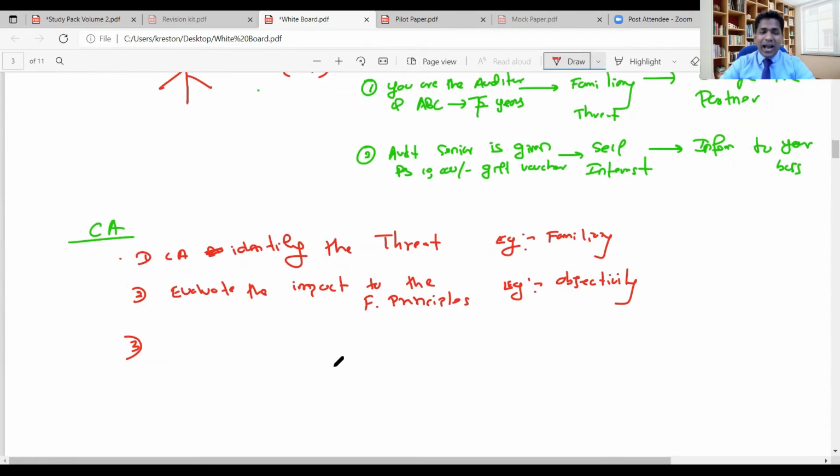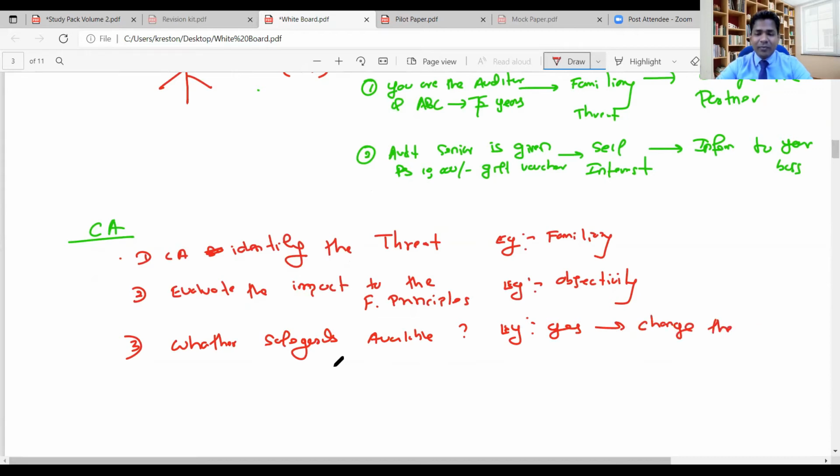So we try to look at whether safeguards are available. You are trying to see whether the safeguards are available. Answer yes. In this particular case, change the team. So you try to look at whether a safeguard is available or not. The fourth option is the last one. If safeguards are not available, then you have to decline or reject, or come out from that and withdraw from the work.